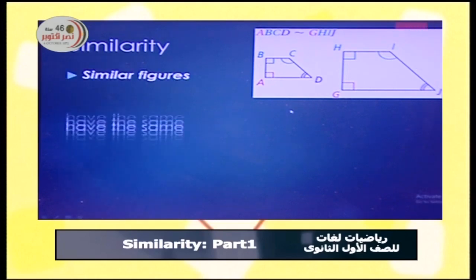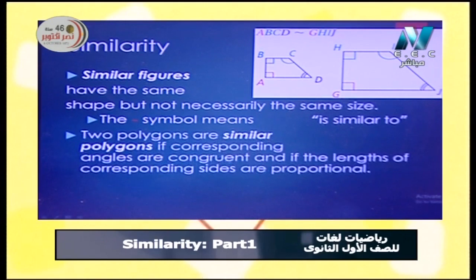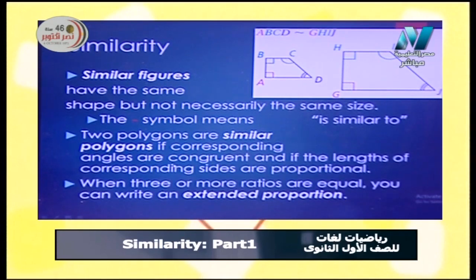Let's see, similar figures have the same what? They have the same shape, but not necessarily the same size. These two polygons, or two quads, are different in size, but they are similar. Two polygons are similar if corresponding angles, as we said, are congruent and if the lengths of the corresponding sides are proportional. Proportional means each ratio equals the other. When three or more ratios are equal, you can write an extended proportion.